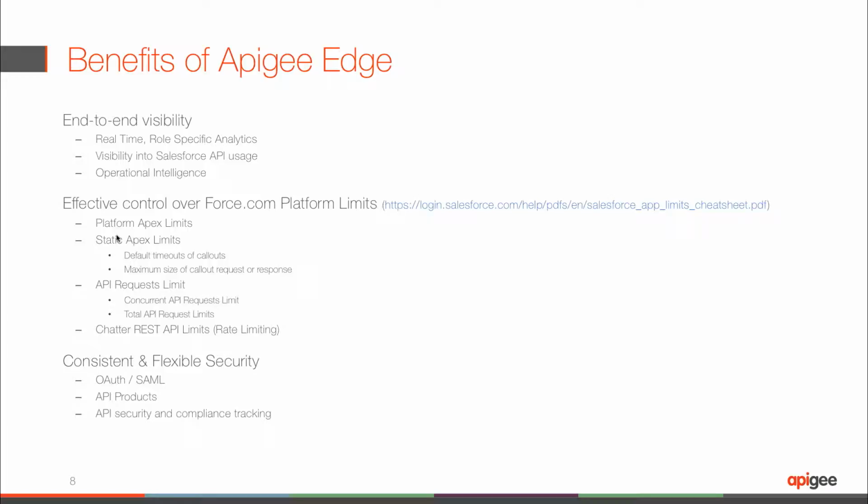The last but not the least is, because of the nature of where Apigee Edge sits in the stack, you have the ability to provide consistent and flexible security when you're trying to access Salesforce, both inbound and outbound. So by leveraging OAuth, SAML, all those capabilities are built into Apigee Edge, along with the notion of API products. API products are nothing but concepts which will give you the ability to combine and offer fine-grained control into your API usage. At the proxy level, you can also use other constructs within the Apigee stack to provide security and compliance tracking.